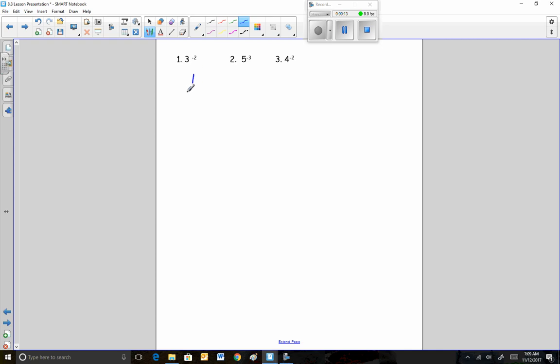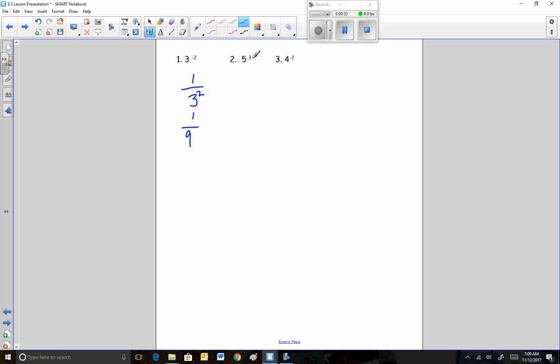Technically, what it means is we need to put 1 over 3 to the second power, because when you move it to the denominator, it now becomes a positive exponent. And once you do that, you just go ahead and do 1 over, what is 3 to the second power? 3 times 3 is 9. So there's your answer.